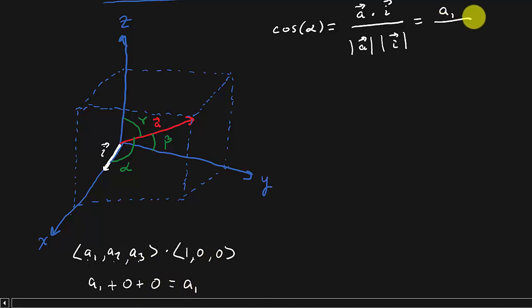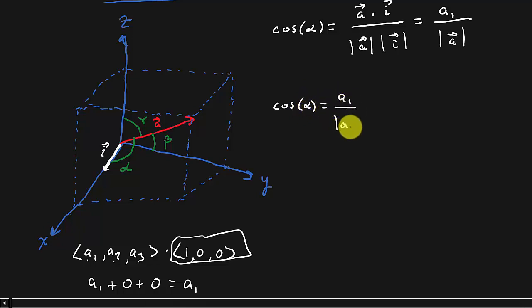And what's the magnitude of I? Remember, that's the magnitude of this vector right here. That's 1 squared plus 0 squared plus 0 squared. Square root of that, that's 1. So 1 times the magnitude of A is just the magnitude of A. And so that gives us cosine alpha is equal to A1 over the magnitude of A.